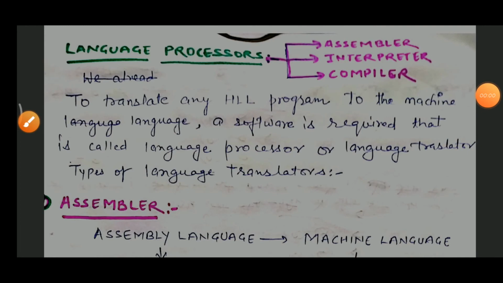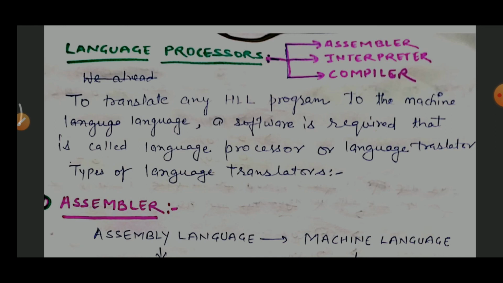The next topic is language processors. Now just understand the purpose of a language processor. We all know that a computer understands only machine language. Hence a program written in any other computer language has to be converted into machine language first. To translate a high level language program into a machine language program, a software is required, and this software is called a language processor or language translator.